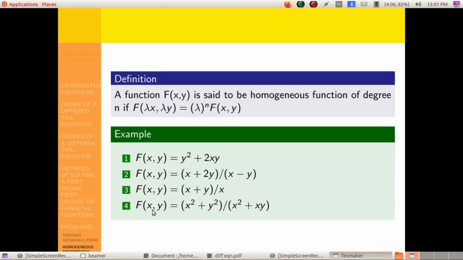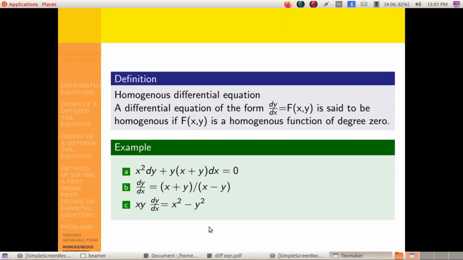Now here, when we replace x by lambda x and y by lambda y, from numerator we can take lambda square outside, from denominator also we can take lambda square outside. Then cancelling lambda square, this is of the form lambda raised to 0 into f of x, y. So this is a homogeneous function of degree 0.